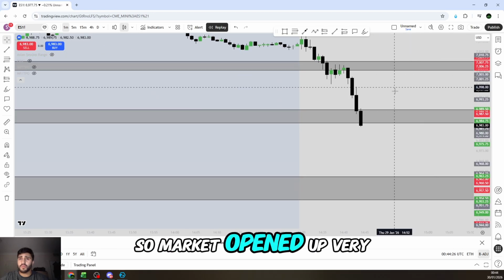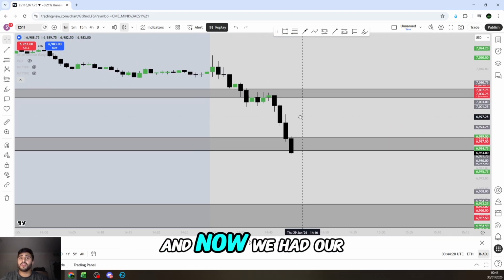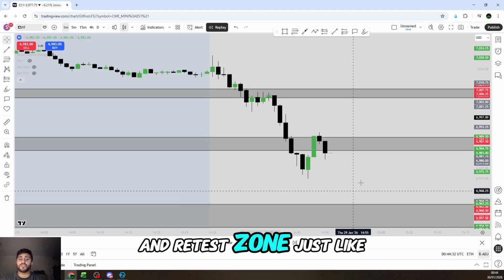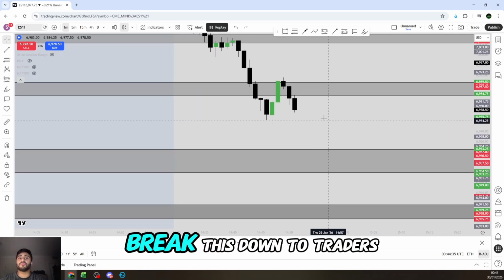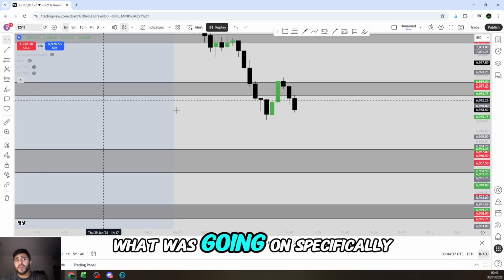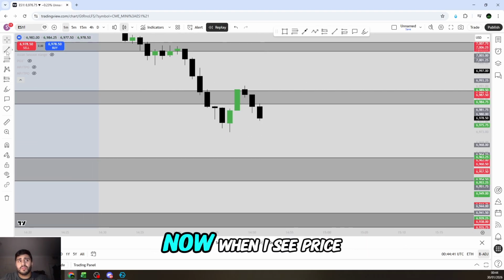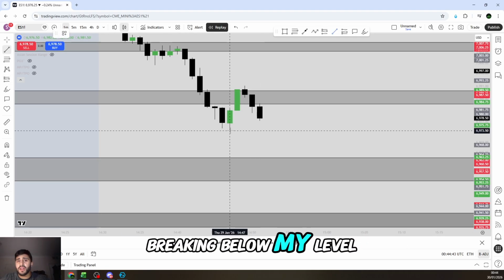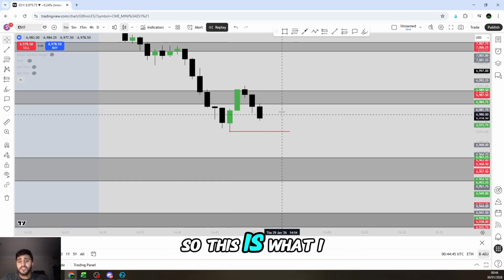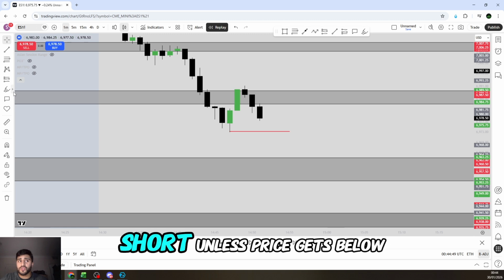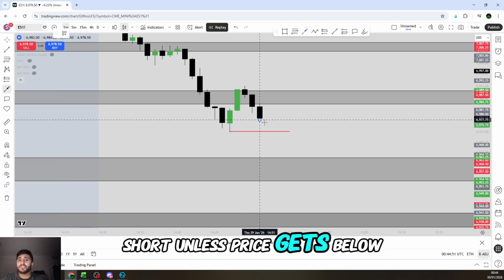So market opened up very bearish, and now we had our break and retest over here. So we had this break and retest zone just like this. And so I want to break this down to traders. What was going on specifically over here and how I would look to enter. Now, when I see price breaking below my level, I just draw a line like this. So this is what I call my break line. And I tell myself I'm not allowed to go short unless price gets below this line, right?